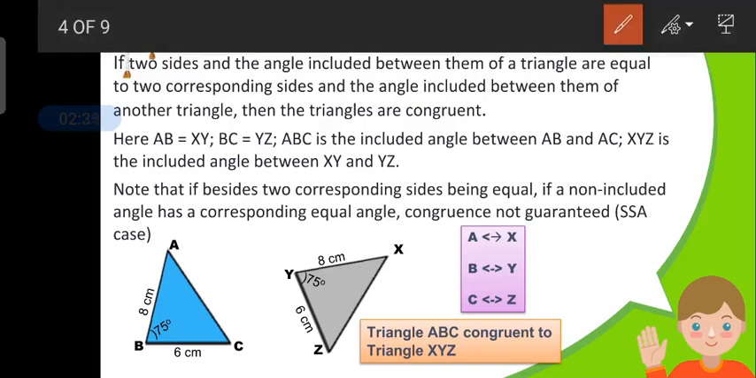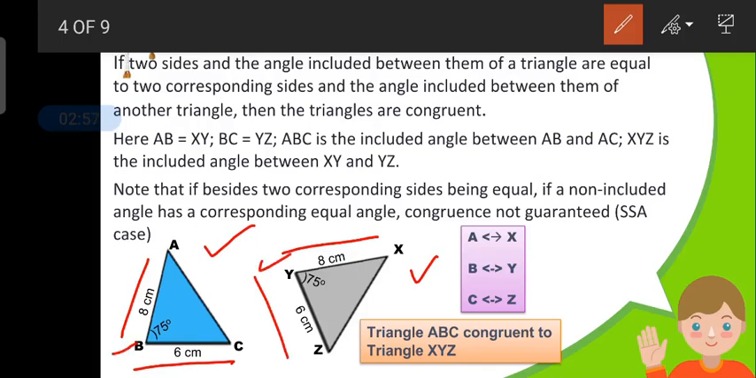The angle included between them. See here, as you all can see in this diagram, ABC is one triangle and XYZ is the other triangle. So here, which 2 sides are equal? AB is equal to XY, and BC is equal to YZ. So the angle which is included between them is angle B in triangle ABC and angle Y in triangle XYZ. If Z and C are equal, it is not the included angle. The included angle is where the 2 sides meet. So that is called the included angle.